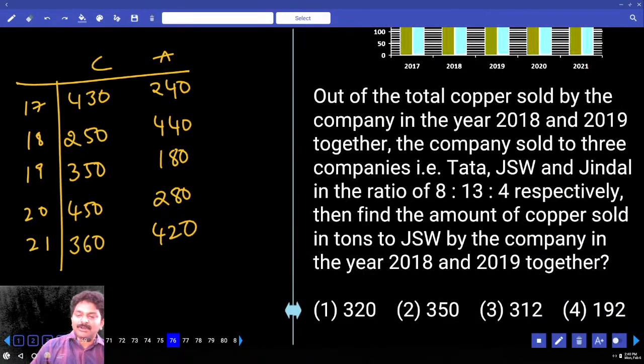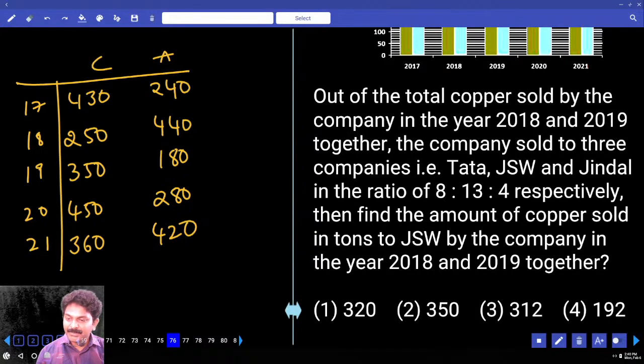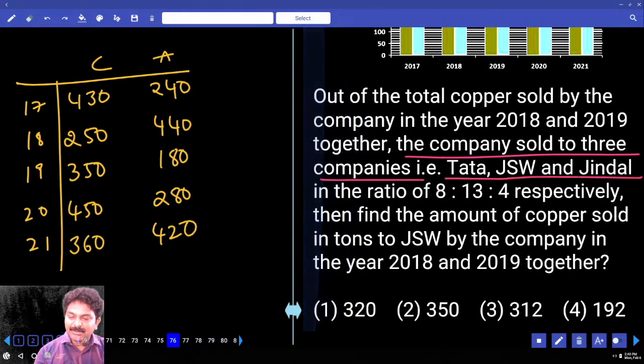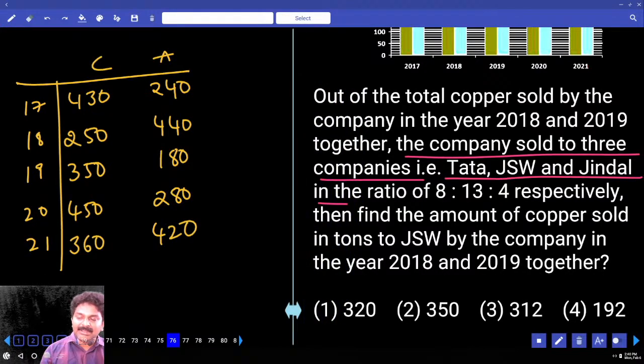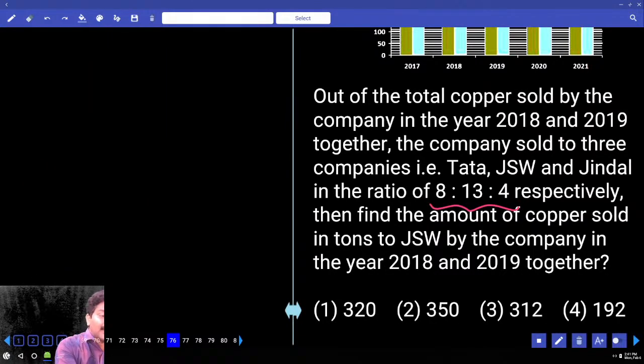Out of total copper sold by the company in the years 2018 and 19 together, how much is that? 600. The company sold to 3 companies, that is Tata, JSW and then Jindal, in the ratio 8, 13, 4 respectively. Find the amount of copper sold in tons to JSW by the company in 2018 and 19. JSW is the second one, which is equal to 13 parts out of 25 parts. So 13 out of 25 among 600.